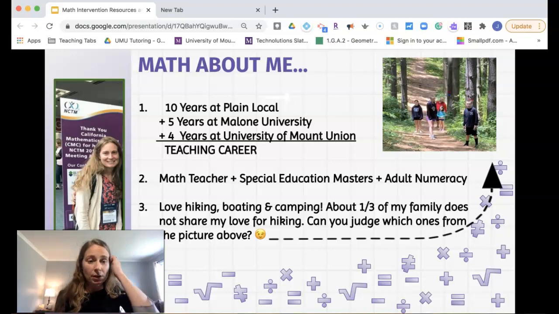And then I moved to Malone University and I did a lot of work with pre-service teachers and field experience and some administrative work. And then for the last 4 years, I've been at the University of Mount Union, and I teach a variety of courses, but I teach preschool through 12th grade math methods. So really any level of teacher who's teaching math, I teach the methods of instruction for that. And then I also teach some planning courses and then some special education courses as well.